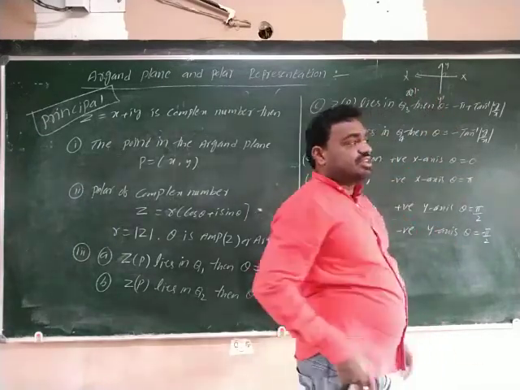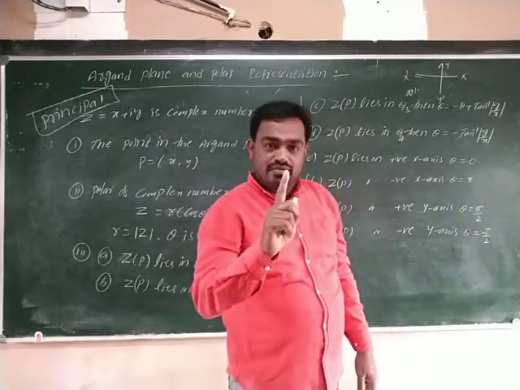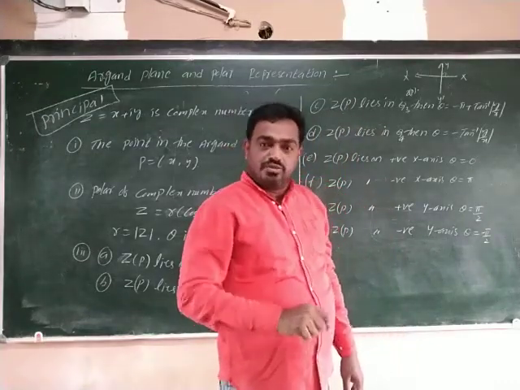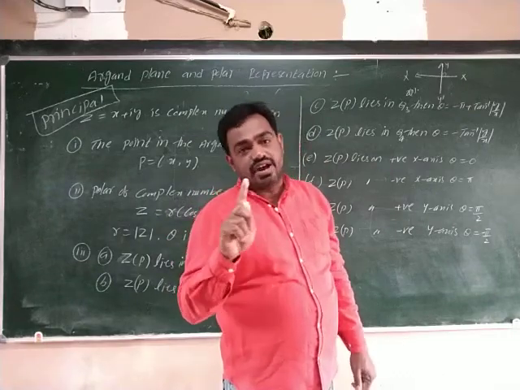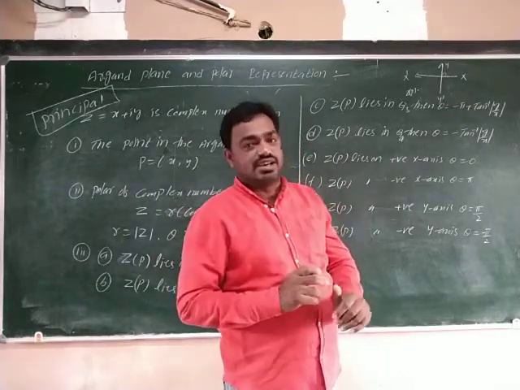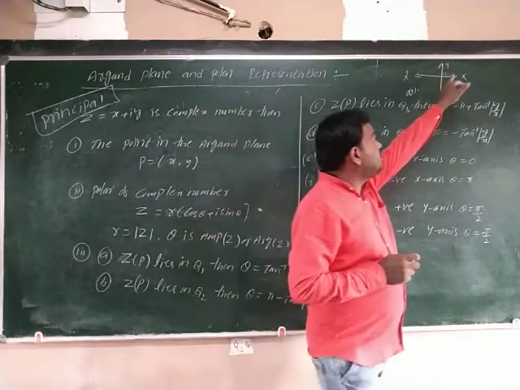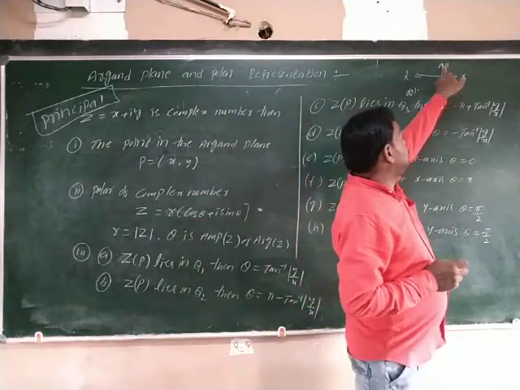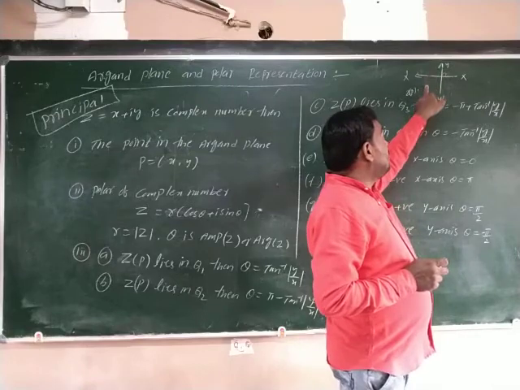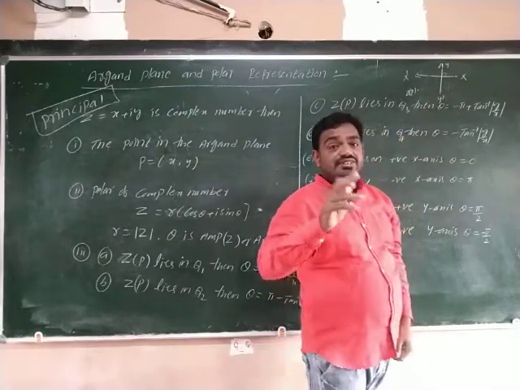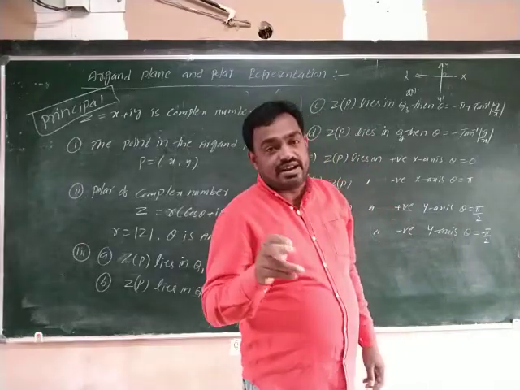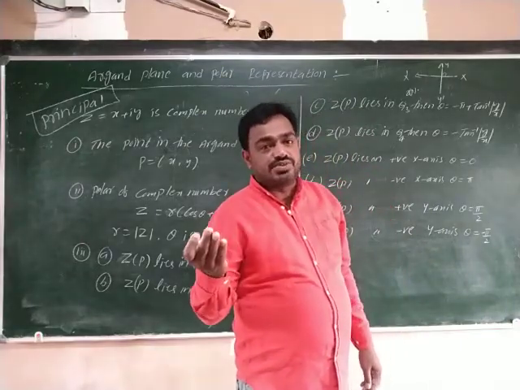We are generally measuring the angle always from the positive x-axis, whether in the clockwise or anti-clockwise direction. Compulsorily we have to measure with the positive x-axis only. Third quadrant means 180 to 270. But what is the principal value of theta? Minus 180 to plus 180 only.